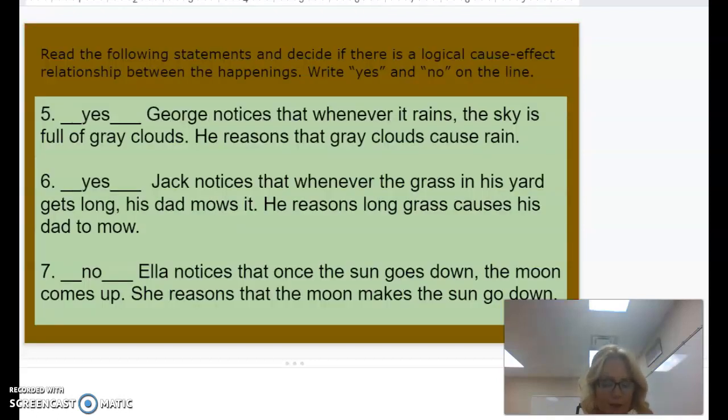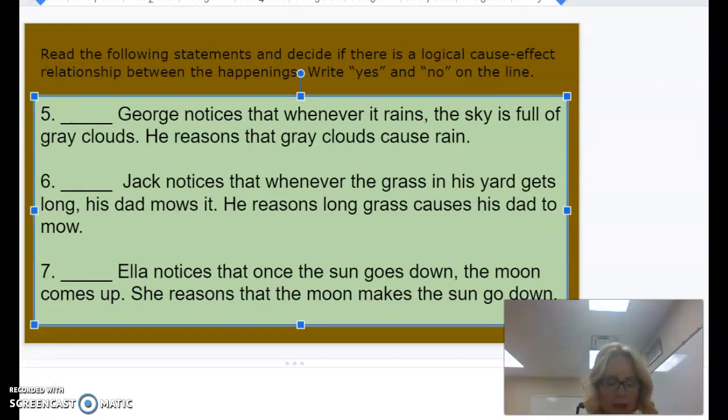The other type of slide looks like this. You'll have 3 statements, and you'll need to determine if there is a logical cause-effect relationship in them. When you do that, you will write yes or no.